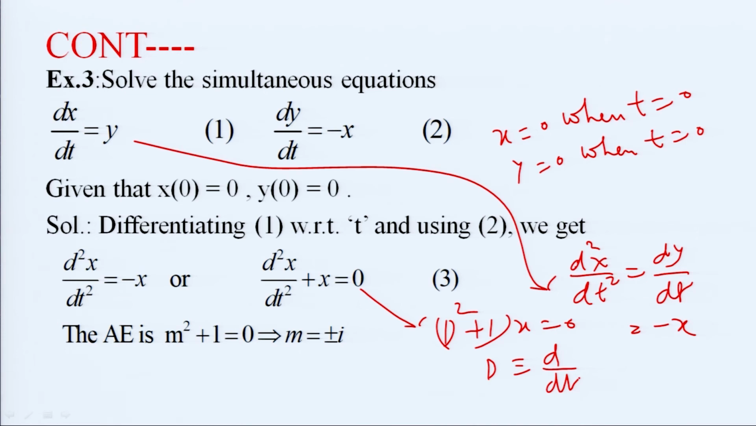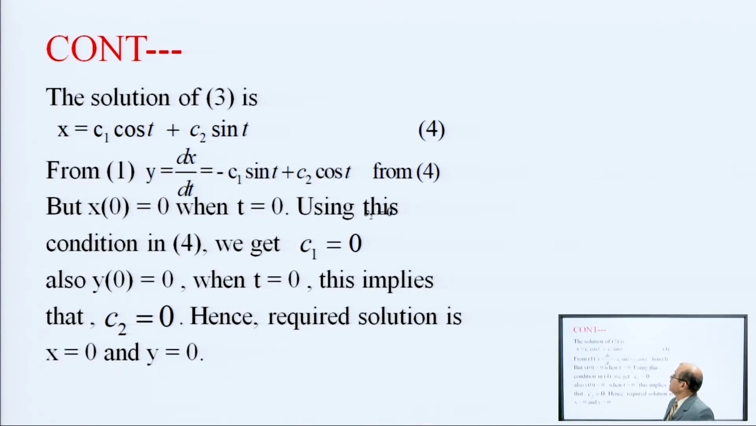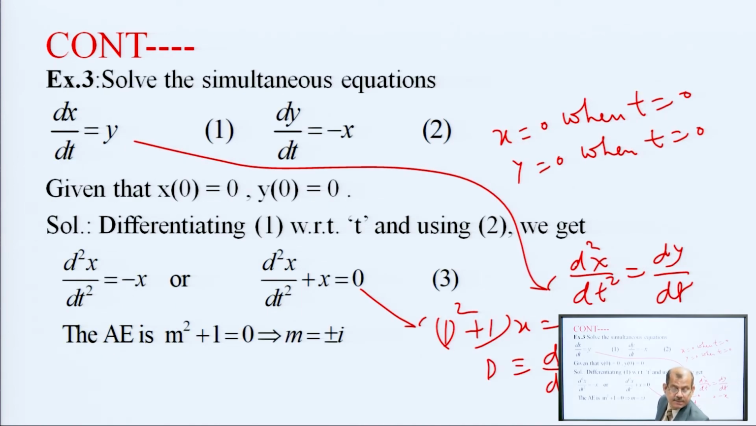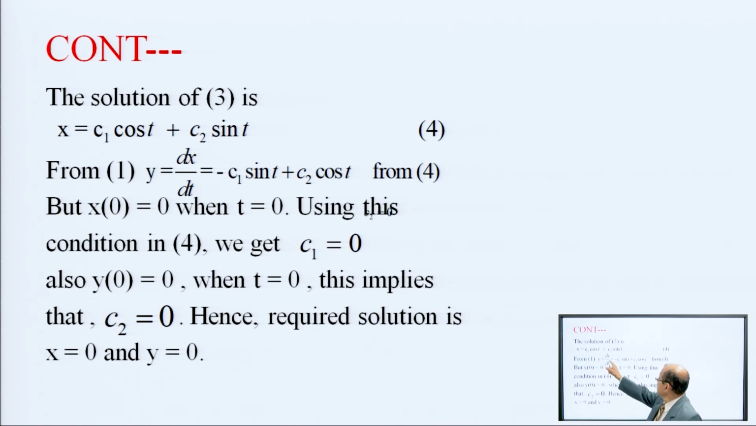The auxiliary equation is m square plus 1 is equal to 0, which means m is equal to plus minus i. Since the right hand side is 0, the solution of 3 is the complementary function: x is equal to c 1 cos t plus c 2 sin t. From 1, y is equal to dx by dt, so differentiating with respect to t, y is equal to minus c 1 sin t plus c 2 cos t.